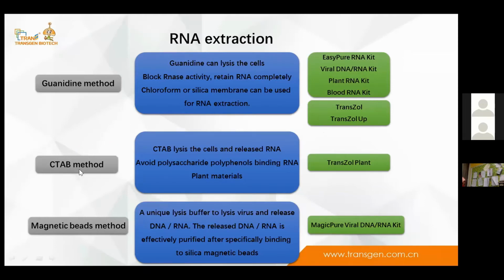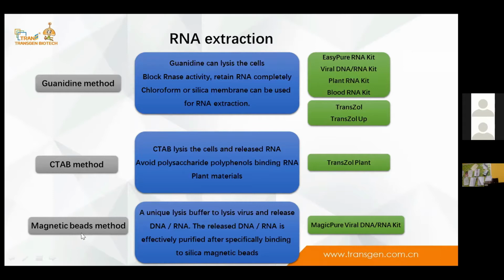The other one is the CTAB method. The CTAB method will also lyse the cells and release RNA, and it will avoid polysaccharides and polyphenols binding the RNA. So it's very useful for plant materials, such as the transgenic plant kit, which is based on the CTAB method.